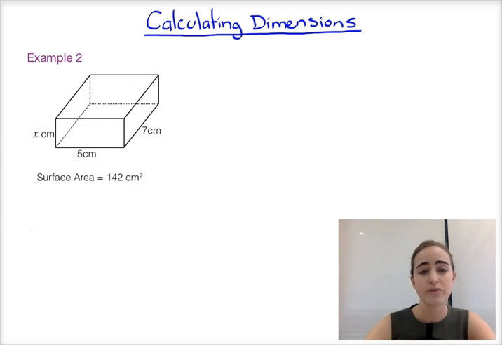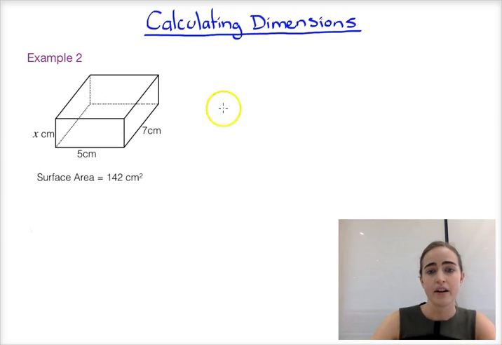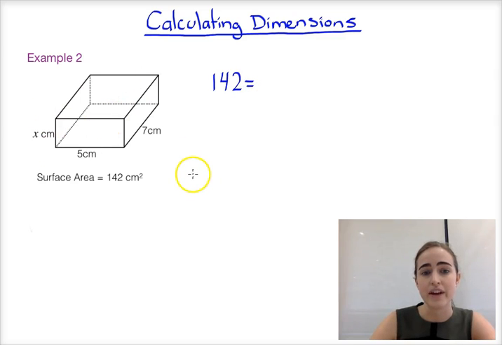In our second example, we've got this rectangular prism here, and we know that it's got a surface area of 142 centimetres squared. So we know the base length is 5 centimetres and it's 7 centimetres deep, but we don't know the height, so that's what we're trying to find. Alright, so the surface area is 142, and we know we'd find that by finding the areas of all the different faces. So for example, if we look at the top here, that would be 5 centimetres by 7 centimetres, and because the top is the same as the bottom, we'd multiply that by 2.